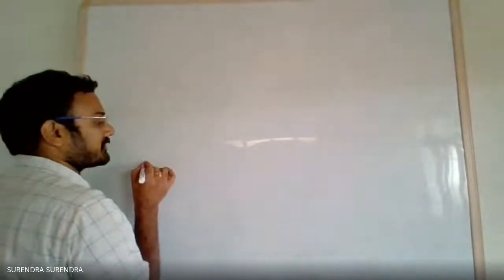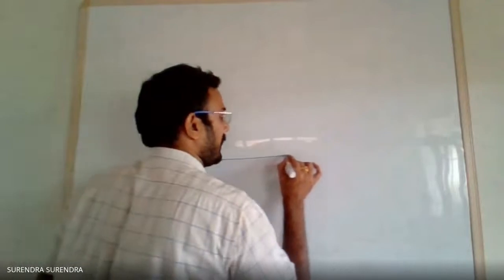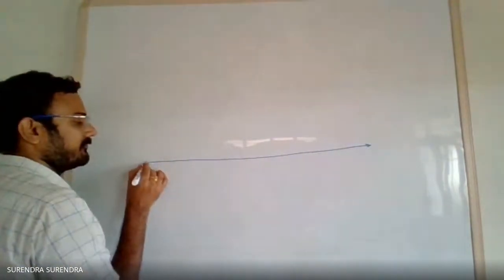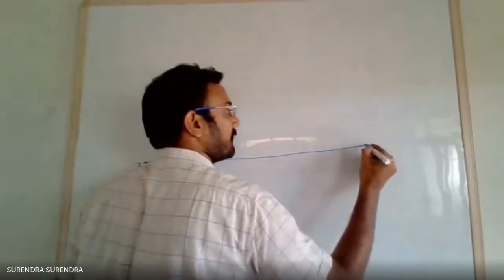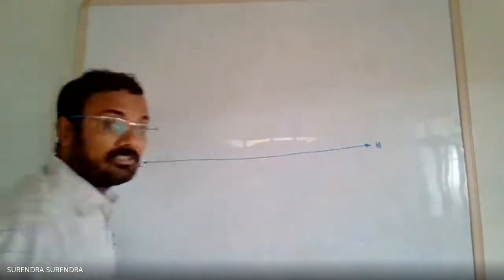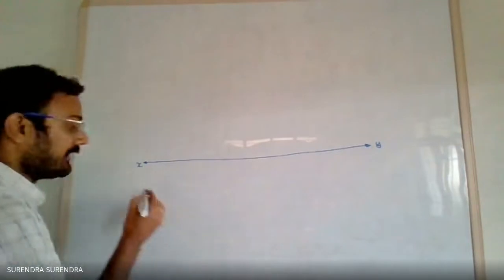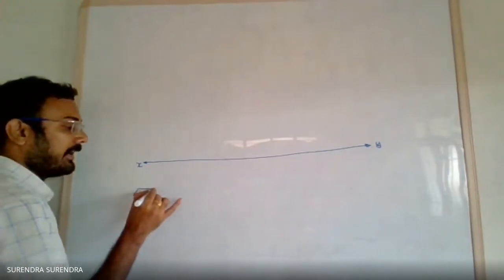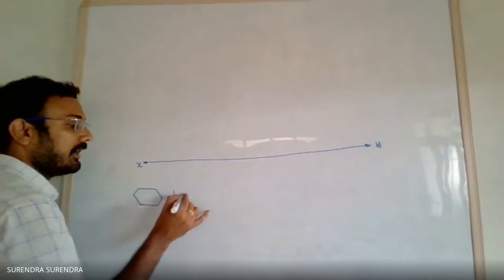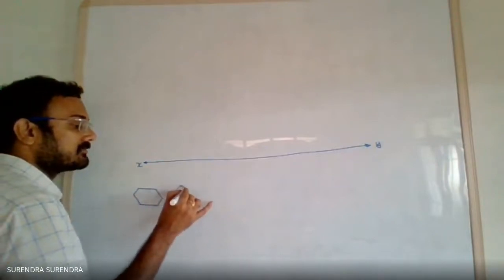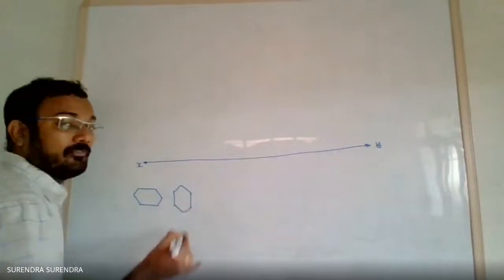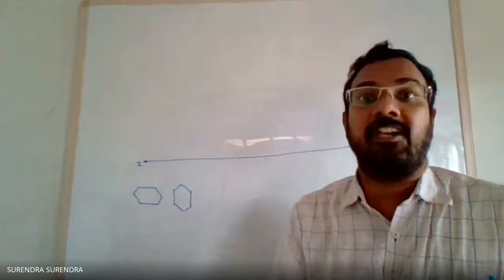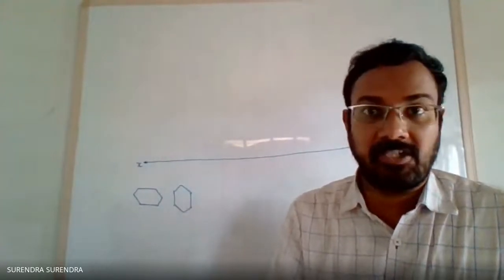So when drawing the top view, again two possibilities are there. That is, the hexagon in these two positions, with two of its sides parallel to the vertical plane, and with two of its sides perpendicular to the vertical plane.